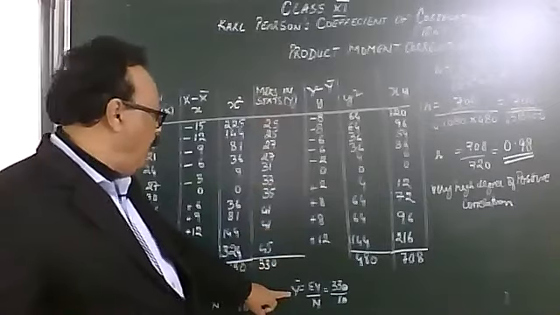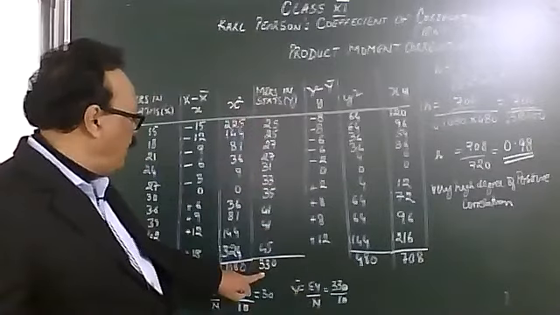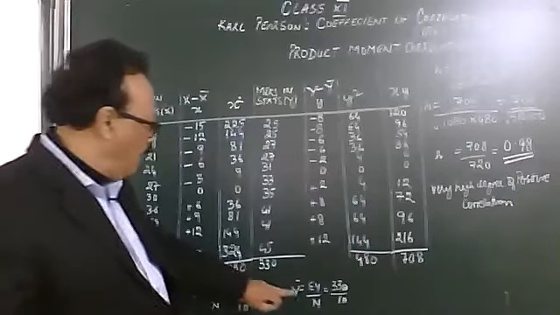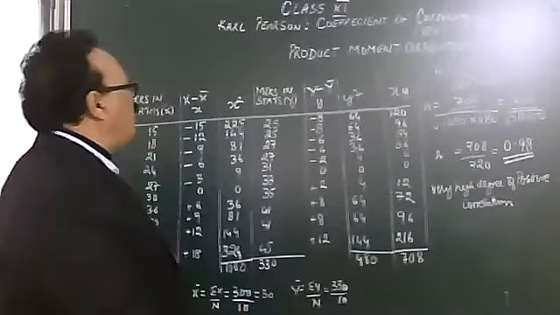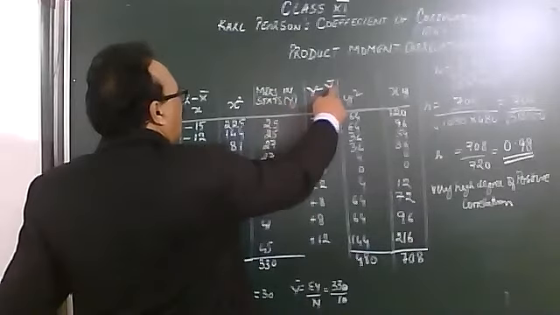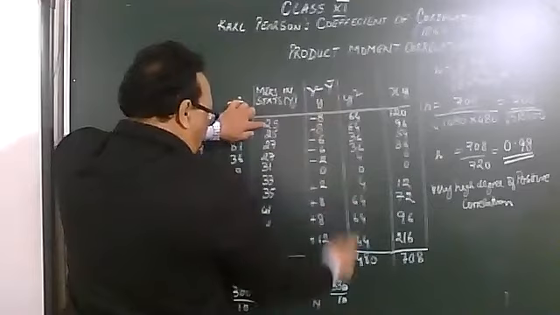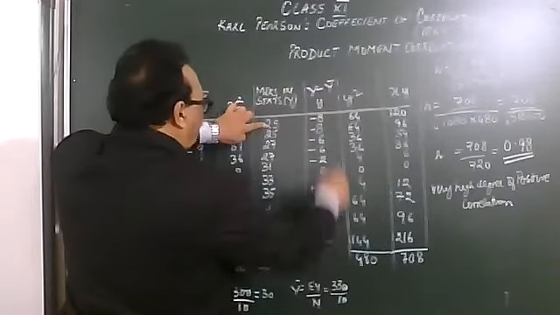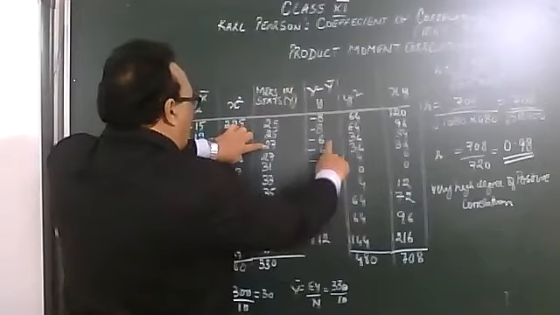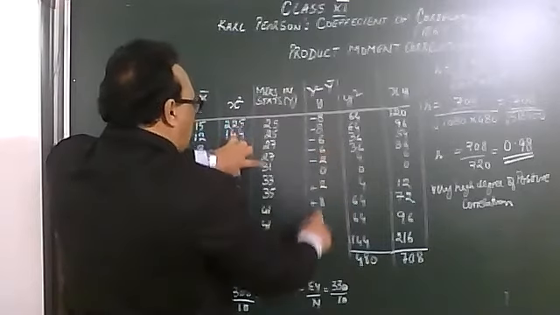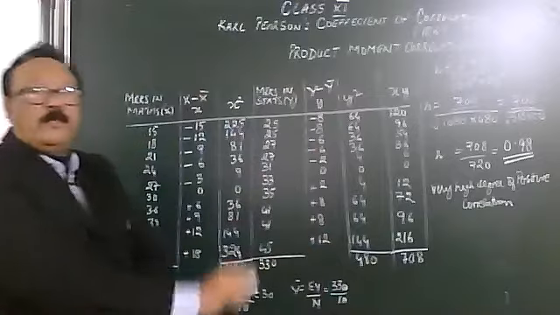So the mean for y will be sigma y upon n. On summing we find this is 330 upon 10. So the mean is 33. What do we do? Y minus the mean of y, we call it small y. So 25 minus 33 is minus 8. 27 minus 33 is minus 6. 31 minus 33 is minus 2, and so on.